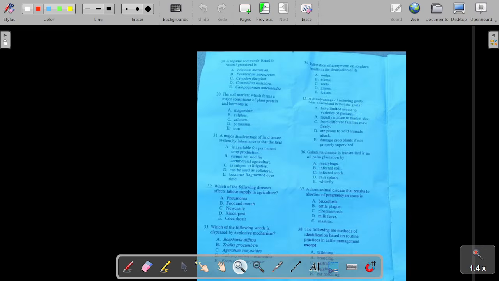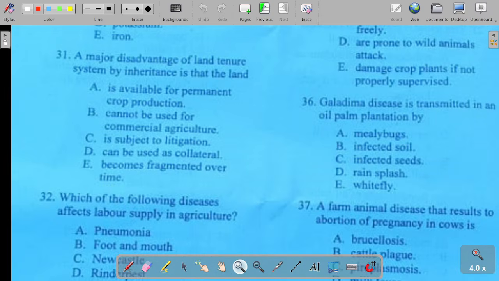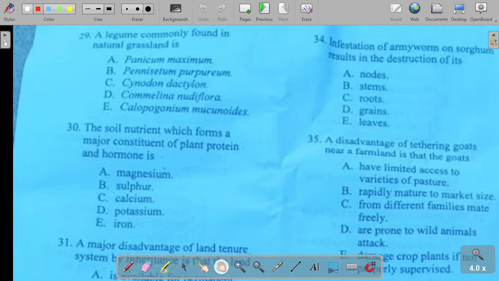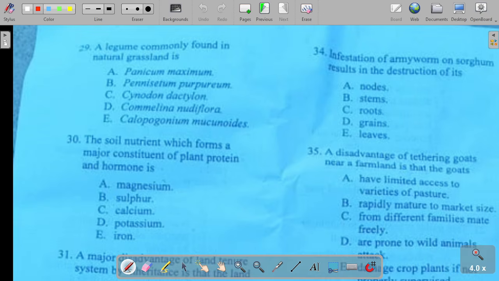Look at 29. It's a legume commonly found in natural grassland. A legume naturally found in natural grassland is Panicum maximum, Pennisetum purpureum. The answer is B.